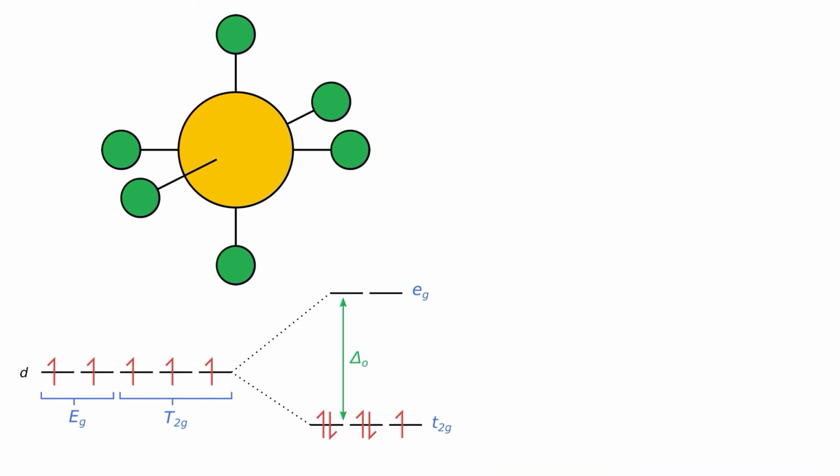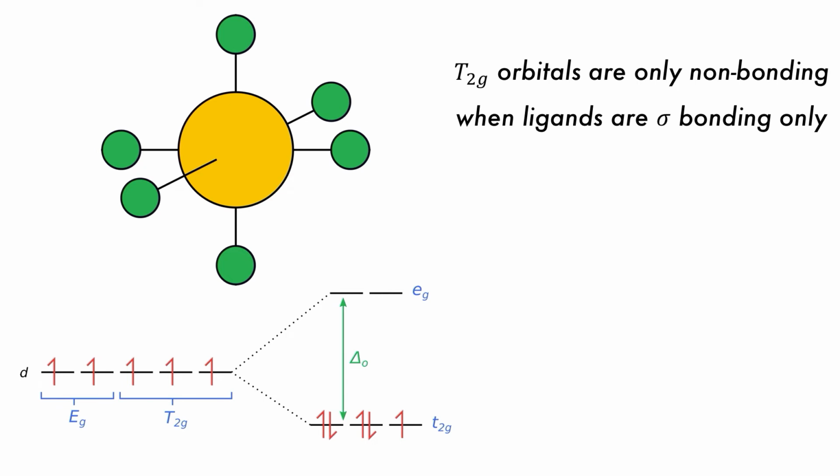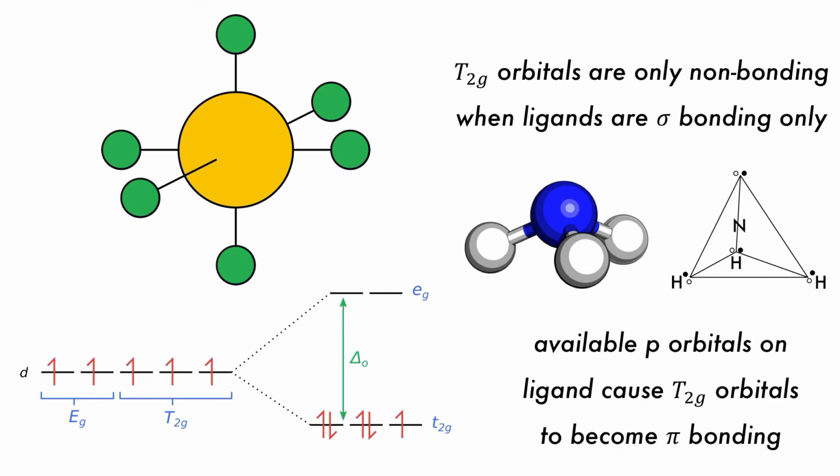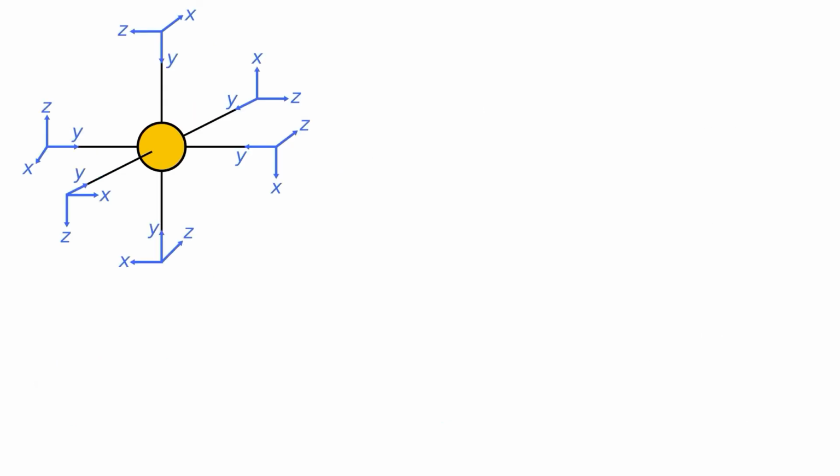So far, only sigma-type interactions have been considered, which has made the T2G set non-bonding. Ligands such as ammonia, which are only sigma bonding, cause the T2G set to be non-bonding. However, many ligands have the ability to bond through p orbitals and form pi bonds with a central metal. Pi bonding of metals and ligands can be understood through group theory.